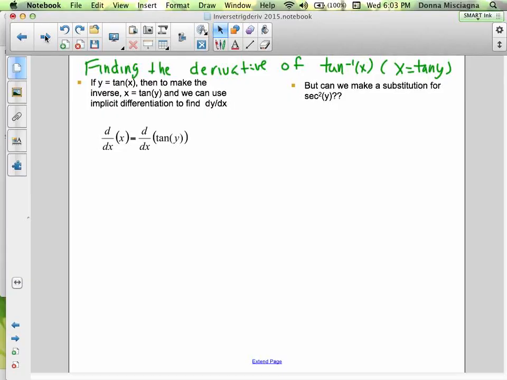and I know the derivative of x, and I know the derivative of tangent. We all know the derivative of those things. Then we know the derivative of y. All right, so now let's take the derivative of x with respect to x. Of course, that's 1.